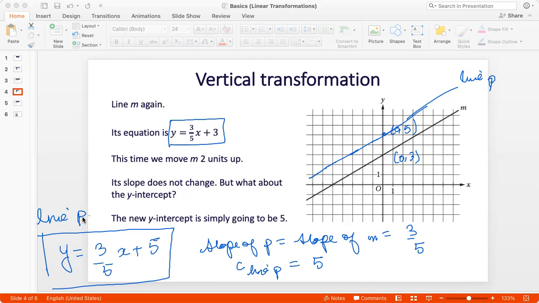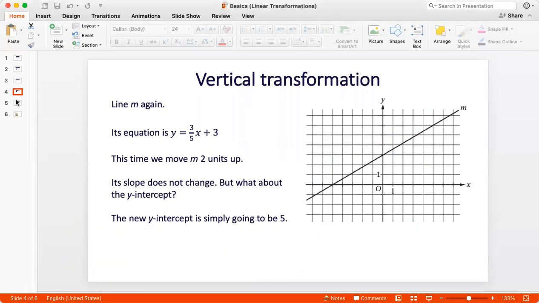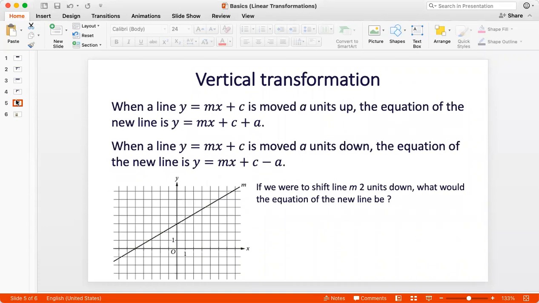So here I did not have to do anything actually. I just increased the constant 3 in line M by 2 units to get the constant 5. Okay, so this is straightforward. So what is the rule for a vertical transformation? When a line y = mx + c is moved a units up, the equation of the new line is y = mx + c + a. And when a line y = mx + c is moved a units down, the equation of the new line would be y = mx + c - a.